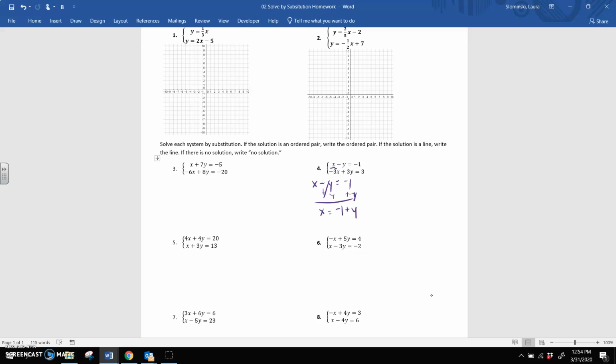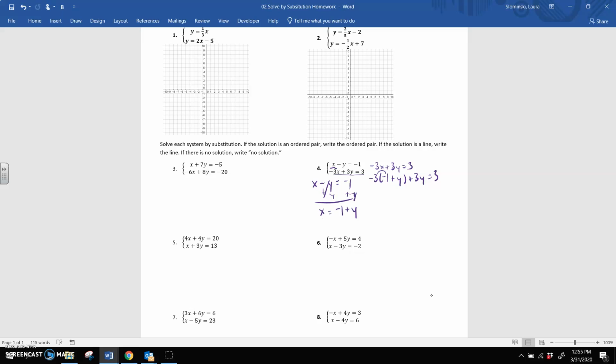Step 2 in substitution is to take the other equation then. So I'm going to pick a second equation. It actually doesn't matter, but -3x plus 3y equals 3. And I'm going to substitute the -1 plus y for the x. So -3 times (-1 plus y) plus 3y equals 3.